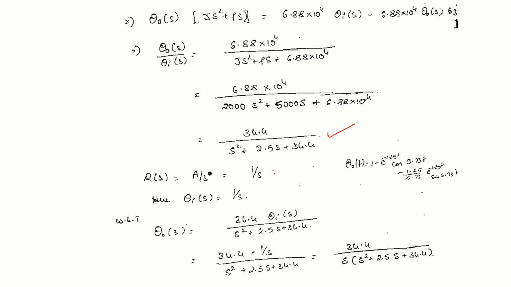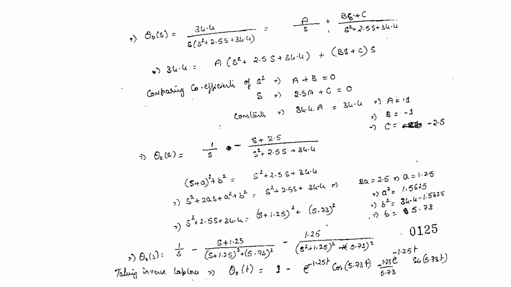R of s is A by s, 1 by s. So 1 by s is substituted here. Then split this into partial fractions. You can make the arrangement for this. Find A, B, C by comparing coefficients. Then substitute here. I have done a similar kind of problem, that's the reason why I'm not getting into the details. Then if I take inverse Laplace, I'll get this solution.